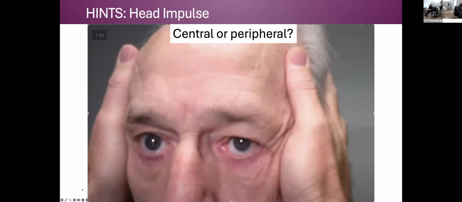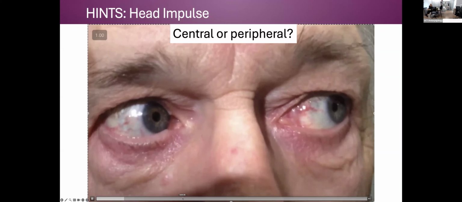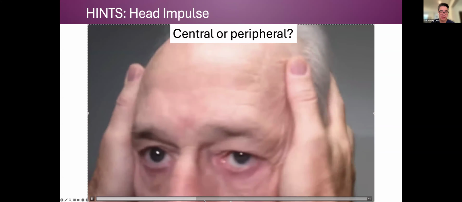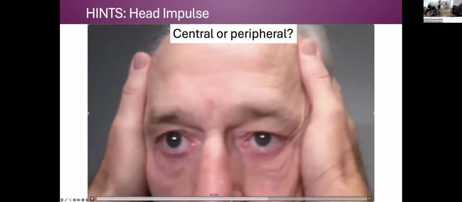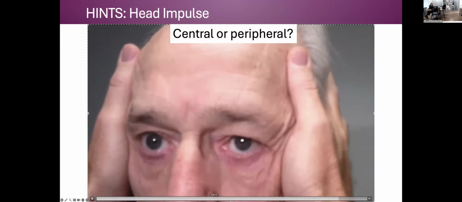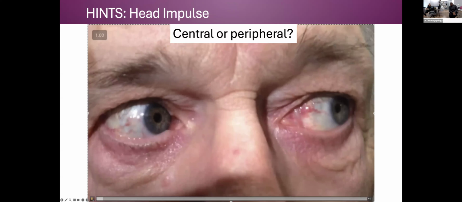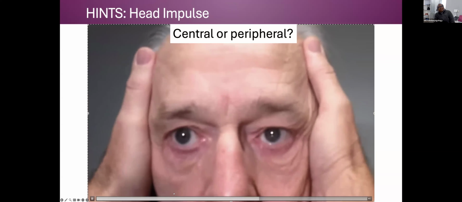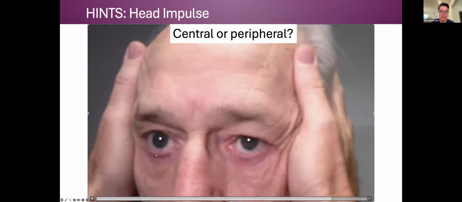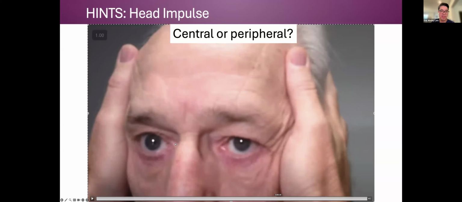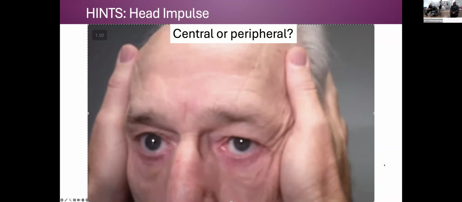You play it again. Yeah. Not this one. It starts later. This one here. Yeah. I thought I saw a saccade, I could be wrong. I thought I saw a corrective saccade. You are correct. If you look closely, turning to the right, there is a corrective saccade. So this would be a peripheral cause, exactly. Awesome.